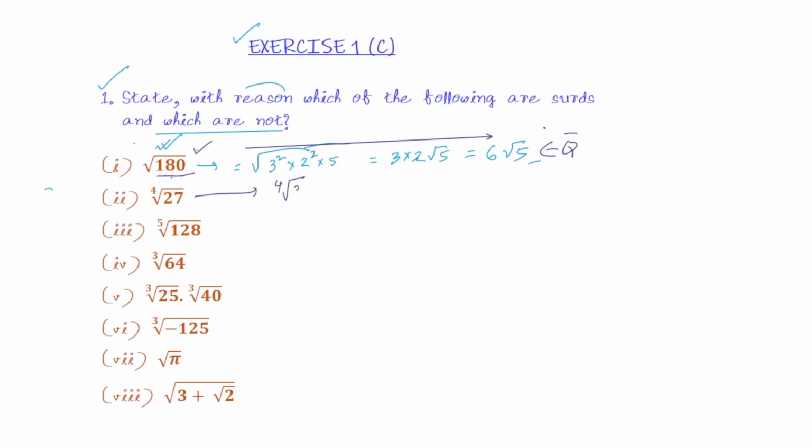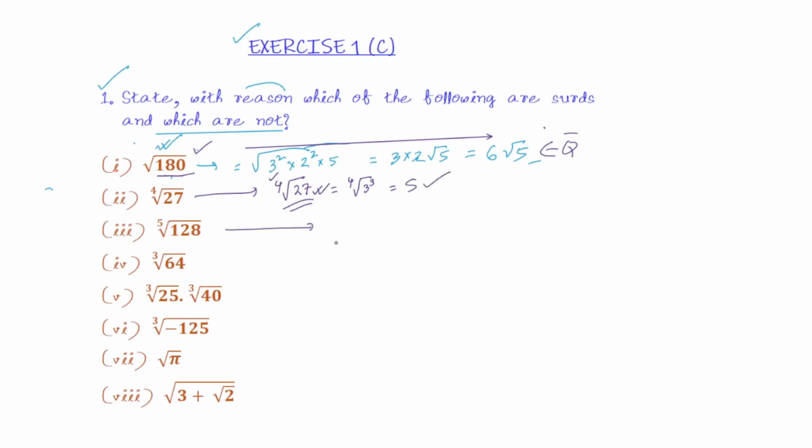Fourth root of 27 is equal to fourth root of 3 cube. So it will remain so. Fourth root of 27: 27 is a positive rational number, and the order of this surd is 4. So this is a surd.